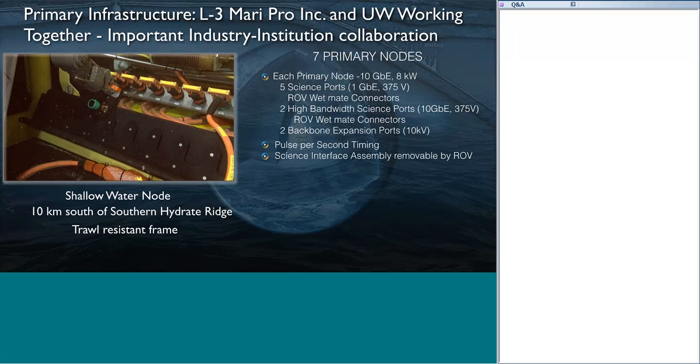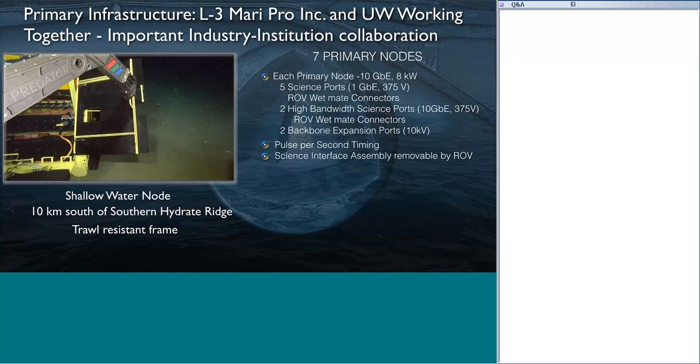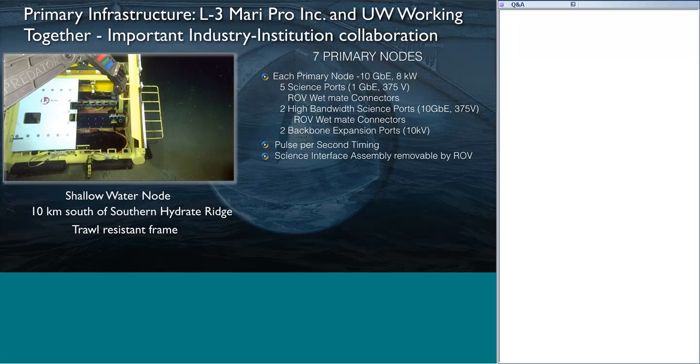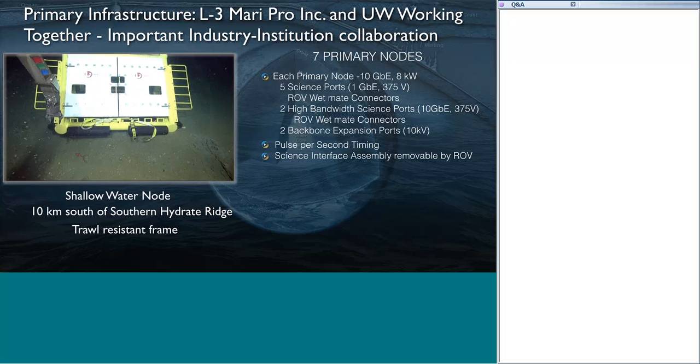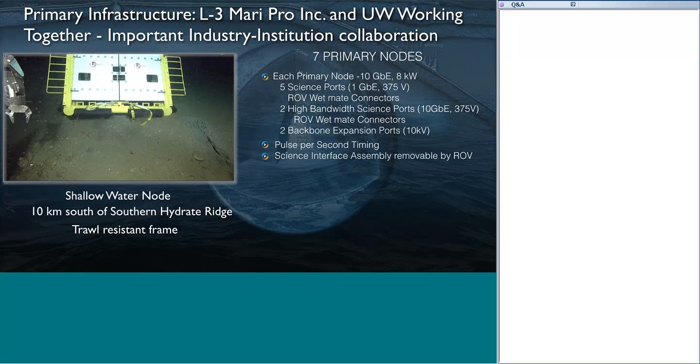Each of the primary nodes has 5 science ports. There are expansion ports, pulse per second timing, and we can provide more information. But this just shows you one of the shallow water nodes. It has a trawl-resistant frame on it to prevent fishing issues. During the installation planning process, we had a lot of interaction with the fishermen in Oregon, and actually they okayed the cable routes, so we tried to keep away from areas of fishing, and there are some no-fly zones on the charts now to let interested parties know where our infrastructure is on the seafloor.